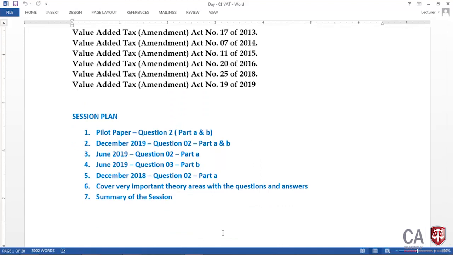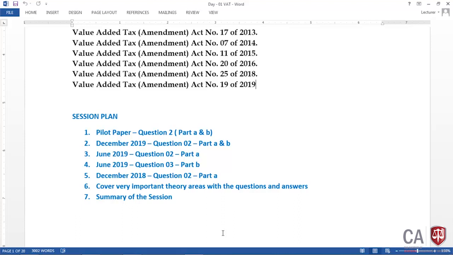Then for the value added tax, this is my session plan. First I am starting with the pilot paper question 2 part A and B. Second, December 2019 question 2 part A and B, and June 2019 question 2 part A, then June 2019 question 3 part B. But in here June 2019 question 2 part A I am doing if time permits, if not we will go for question 3 part B, very very important.